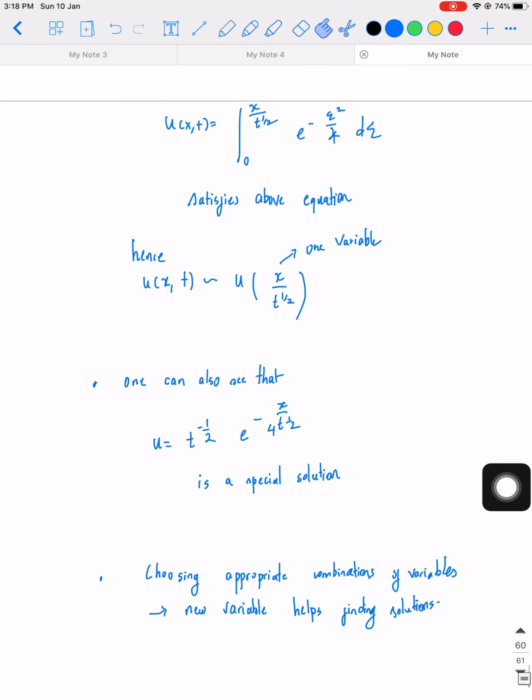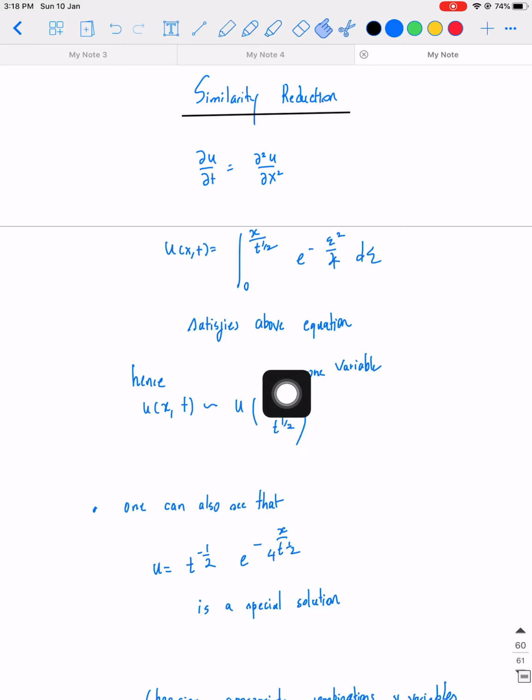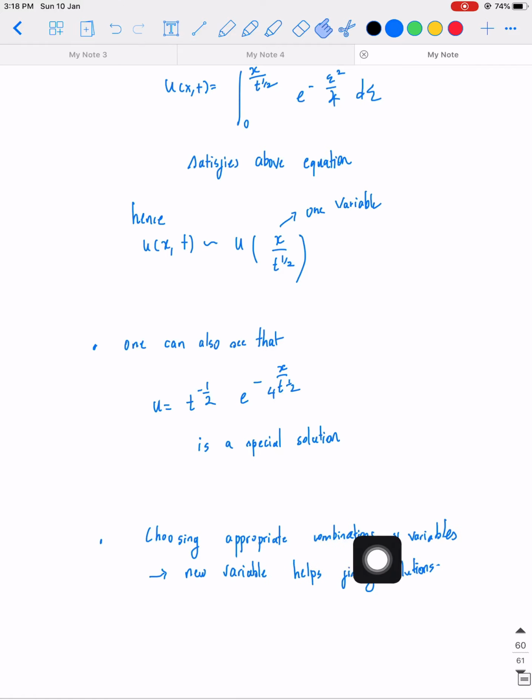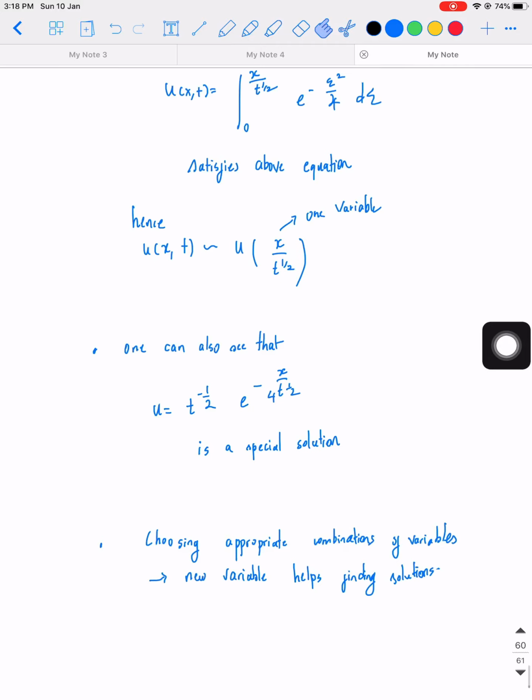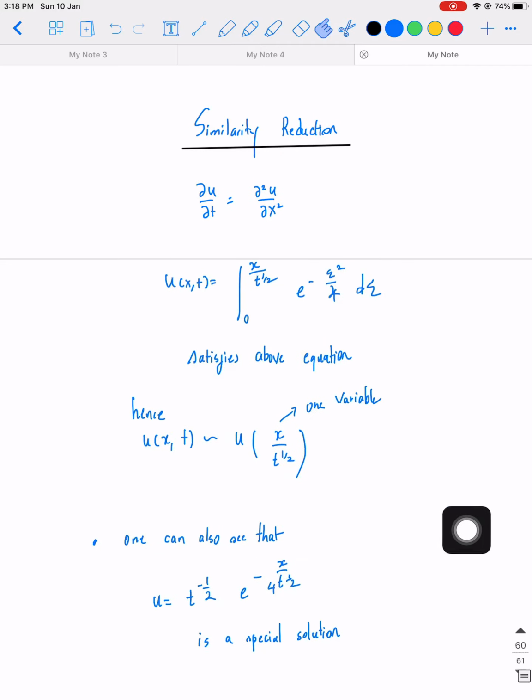You could also see that this is another special solution that you can construct, where there is x over t raised to 1 half as the variable, and then there is a t raised to minus 1 half factor if it's an exponential like this. Then this thing is also a solution. The reason you're doing this is that if you can choose a proper combination of variables, then the quest for finding the final solution turns out to be much easier. So that is the reason similarity reductions are useful, and they will be shown to be useful in future chapters.